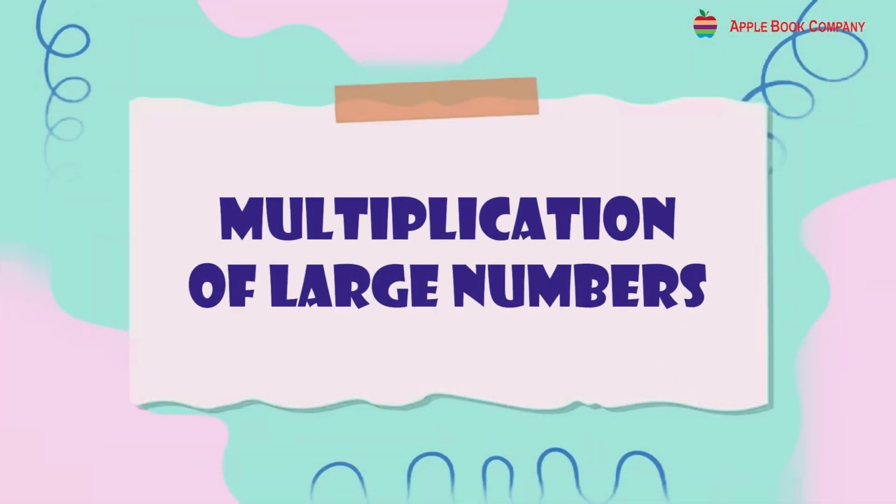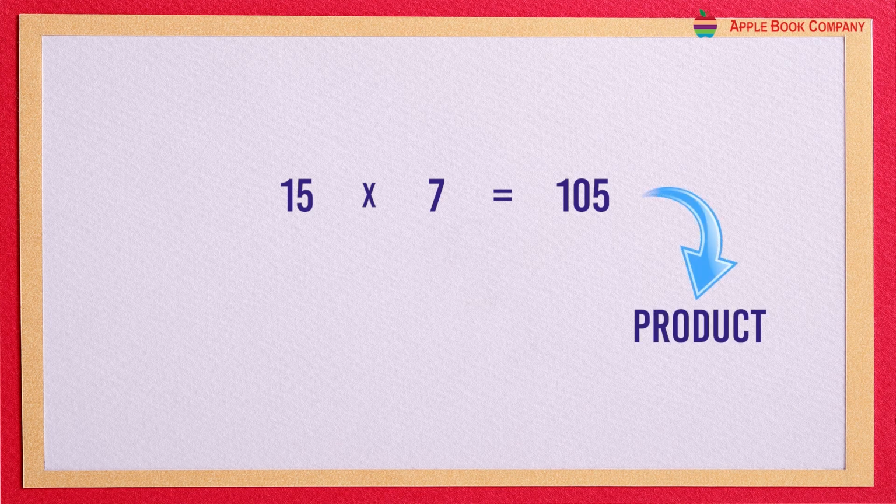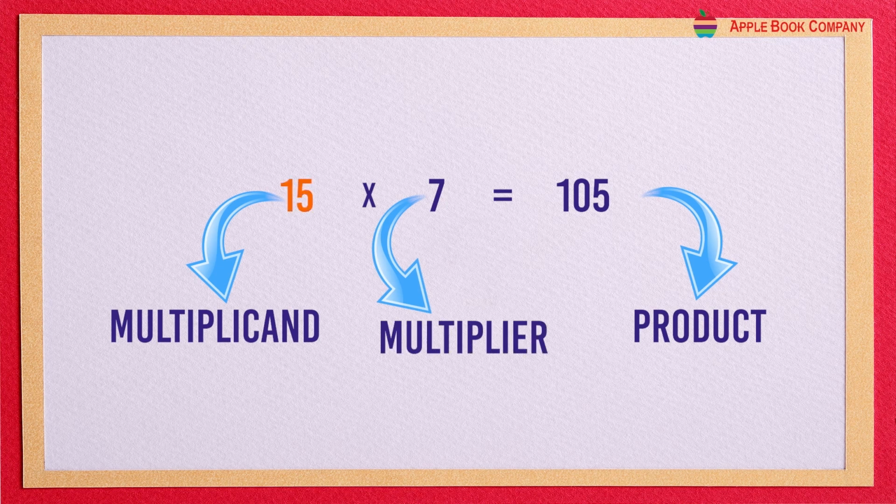Multiplication of large numbers. A multiplication sentence, expression, is called an equation and it results in a product. Product is obtained by multiplying the multiplicand by the multiplier. For example, 15 is called the multiplicand, into 7 is the multiplier, which is equal to 105, called the product. When we write 15 into 7 is equal to 105, we call it an equation. We get the product 105 when we multiply the multiplicand 15 by the multiplier 7.